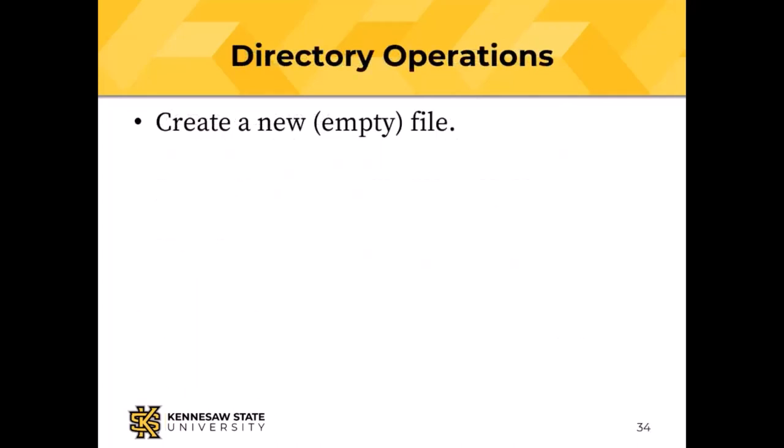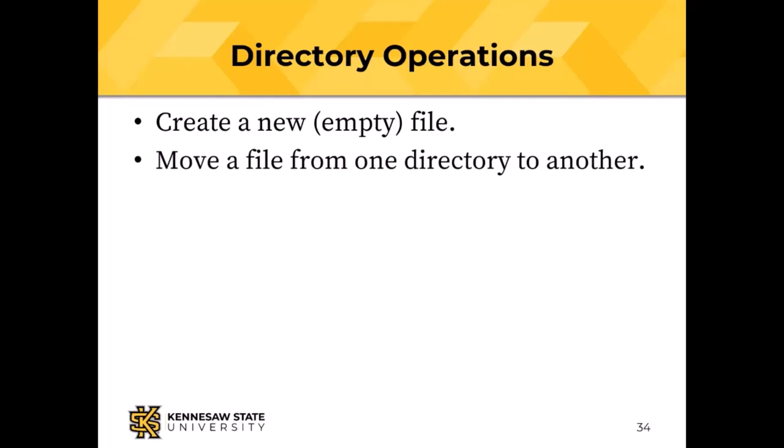Directory operations: now I'm working on the directory, not the file. I can create a new empty file, move a file from one directory to another. Listen up. When I move a file from one directory to another on the same disk, all I am doing is changing where the name of that file is in the directory structure. I haven't physically moved anything. So if I have a humongous file and I want to move it from directory B Brown to directory shared, I read the directory block for B Brown, write the directory block for shared, and I'm done. The humongous file stays right where it was. Okay?